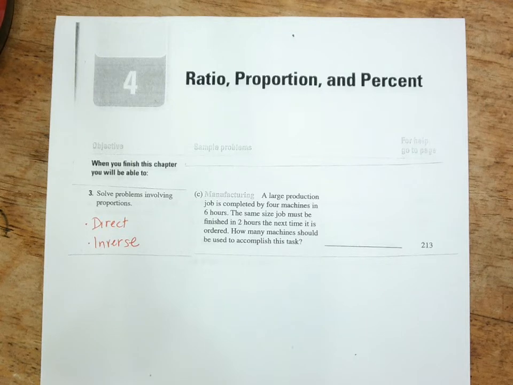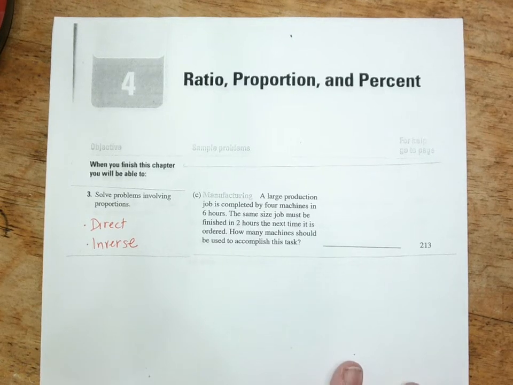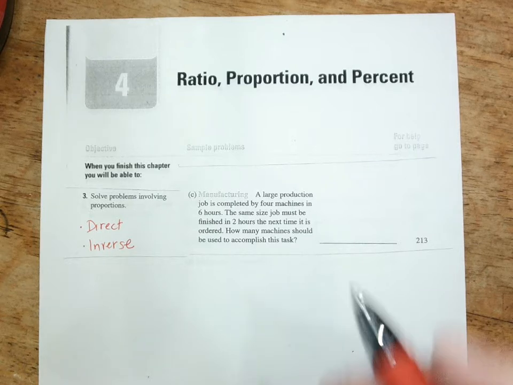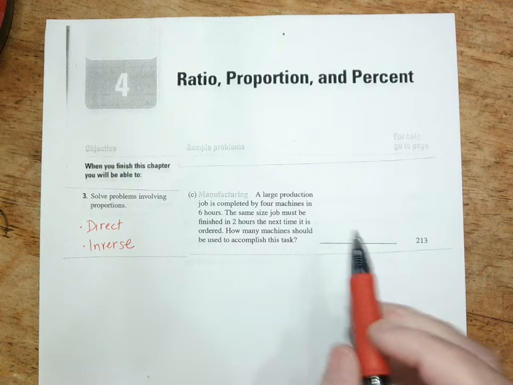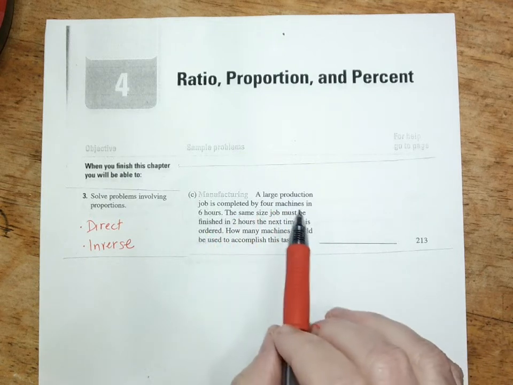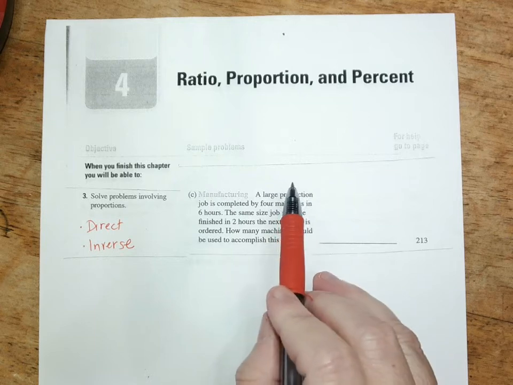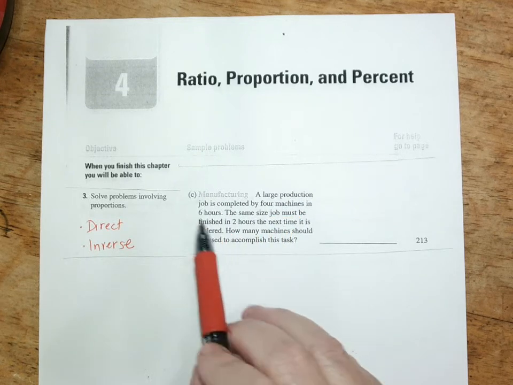So let's consider this manufacturing word problem. And once again, with word problems, remember we want to make sure that we underline the important information as we read through the problem, because there can be distractors in this information. But we really wouldn't know until we read through the whole problem and set up our equation.